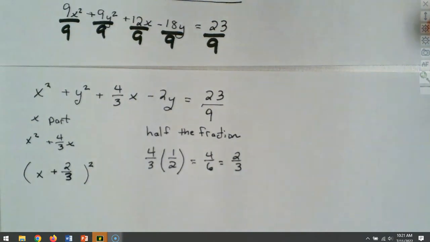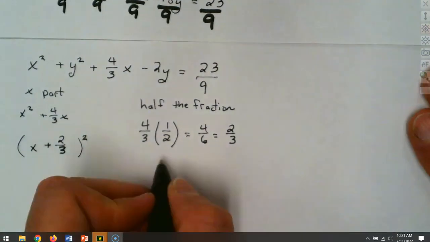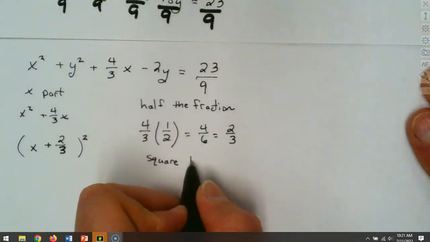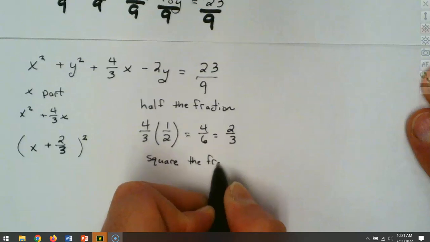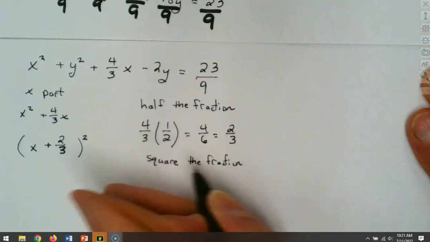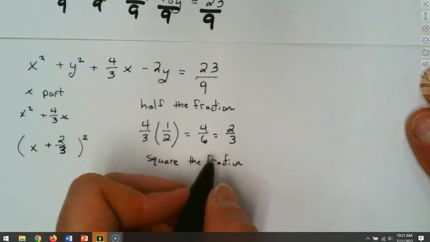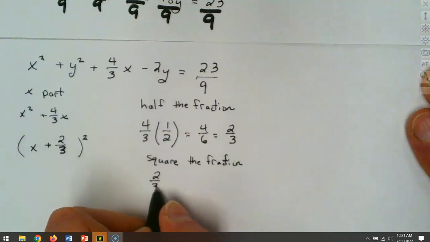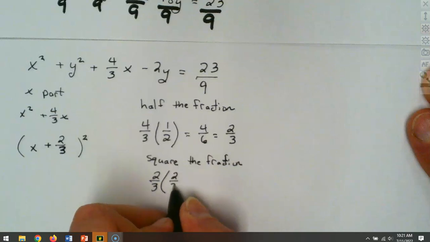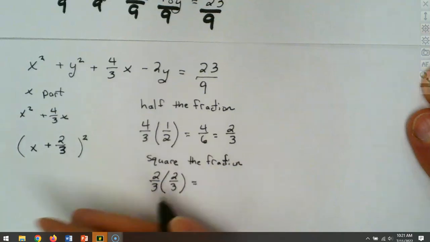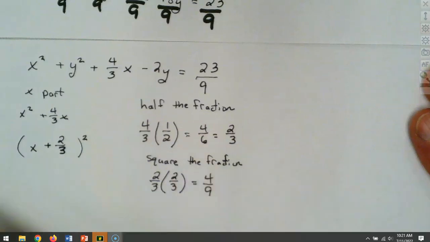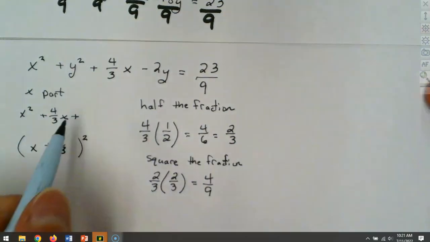Now, how do you square a fraction? Multiply it by itself, right? So how do you square this fraction? Well, you take that 2/3 and you multiply it by itself. Multiplying out, that gives you 4/9. So that's what you got to add in to force it to factor, 4/9.